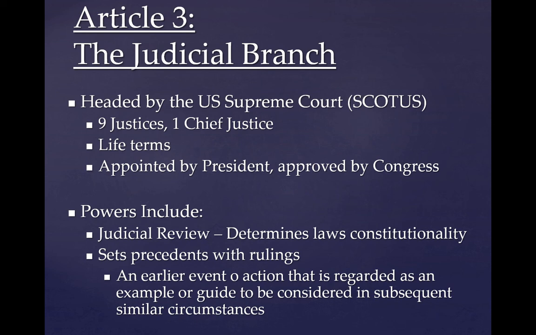And what the judicial branch in the Supreme Court does is, when they make rulings, these rulings are meant to set precedents. And a precedent, by definition, is an earlier event or action that is regarded as an example or guide to be considered in subsequent similar circumstances. So when the judicial branch makes a ruling, it sets this precedent that all the court systems lower than the Supreme Court are meant to make rulings based off of how the Supreme Court has ruled these decisions.